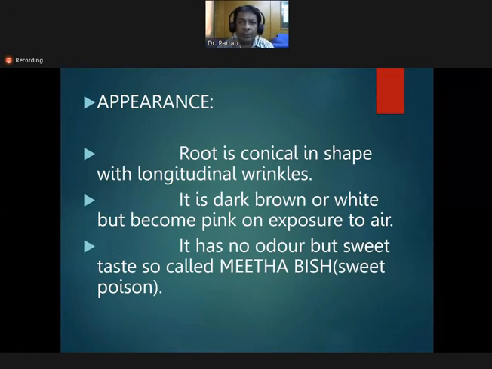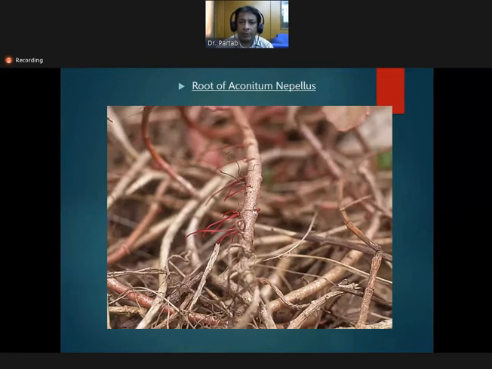The root is conical in shape with longitudinal wrinkles. It is dark brown or white, becoming pink on exposure to air due to oxidation. No odor, but very sweet in taste. Called meetha zahar or meetha vish. Meetha zahar is sweet in taste, very lethal in action. These are the roots, the picture of the roots of the aconite.